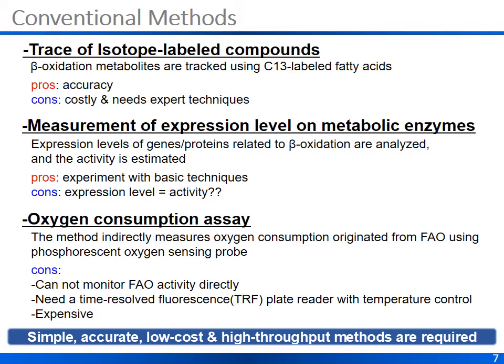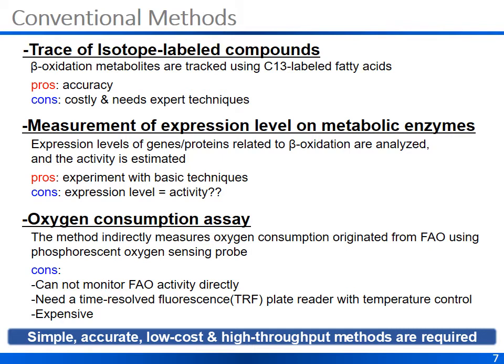For the expression level analysis, genes or proteins related to beta-oxidation are analyzed and the activity of beta-oxidation is estimated. Advantage of this method is researchers can experiment with only basic techniques. Disadvantage is it's unclear if the expression level is the same as the activity because beta-oxidation is a multi-stage reaction involved with many factors. The other conventional method is to measure oxygen consumption originated from FAO using a phosphorescent oxygen sensing probe. However, this method does not monitor FAO activity directly.